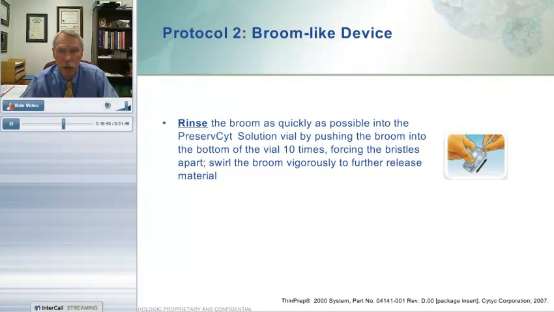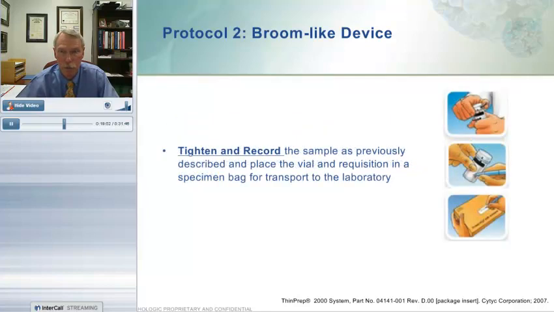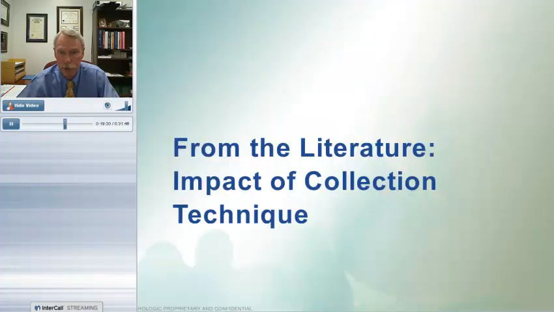Again, as with the brush and the spatula, rinse the broom vigorously in the collection vial 10 times, forcing the bristles down into the bottom of the collection vial so that the material for evaluation is removed from the broom. Again, the bottle is closed in the manner as previously described. That is, be sure the vial is tightly closed so that it won't spill. Label the vial, fill out the pathology request form, and package it appropriate for shipment.